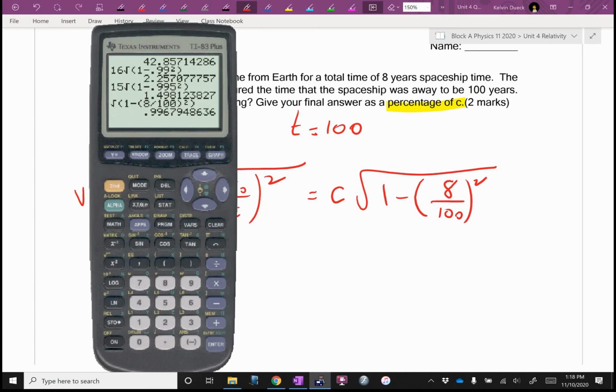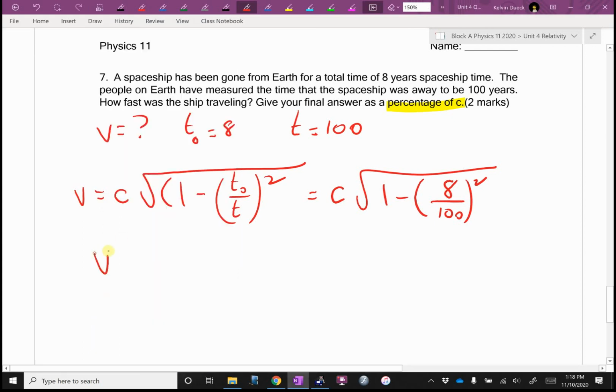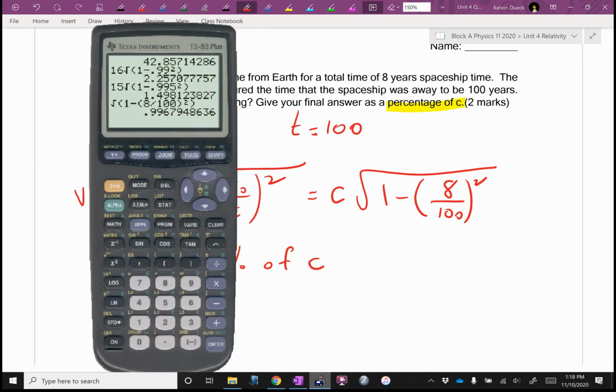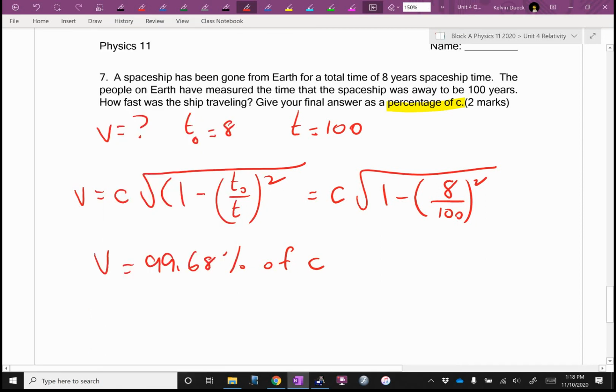Do you get 0.9967948? I'll call it 99.68. I would take 99.7. What if instead of asking you to find this speed as a percentage, what if I said find it in meters per second? What would I do with this number? Multiply it by 3 times 10 to the 8th.